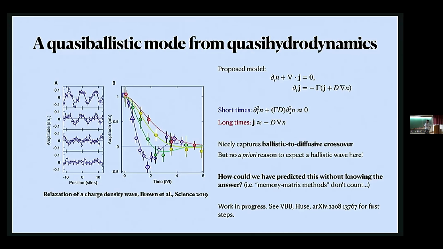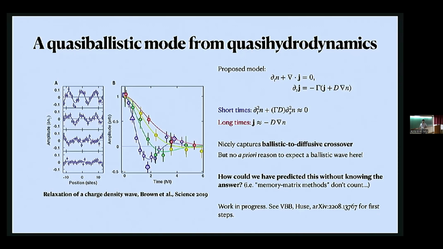But anyway, this was the picture in the paper, and they argue that it was a ballistic to diffusive crossover. But there is no a priori reason to expect a ballistic wave here. I mean, there could be many things causing this oscillation, and we're not really sure what it is.